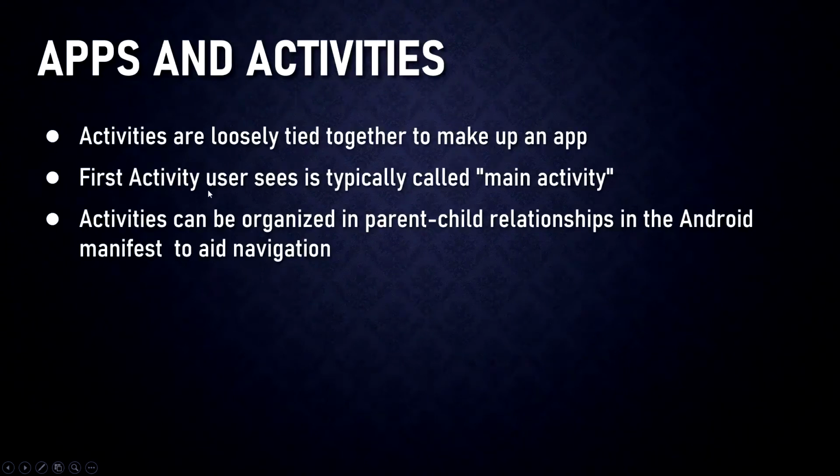The first activity is what the user calls the main activity, right? We may have many activities, but our first activity, you can call it the main activity. And activities can be organized in a parent-child relationship, right? You define this parent-child relationship in your Android manifest file so that you can aid the navigation.